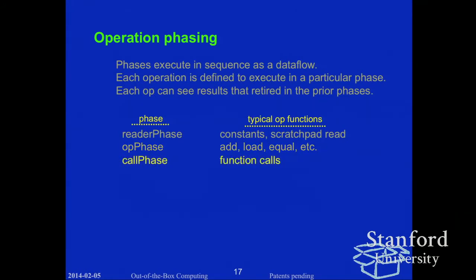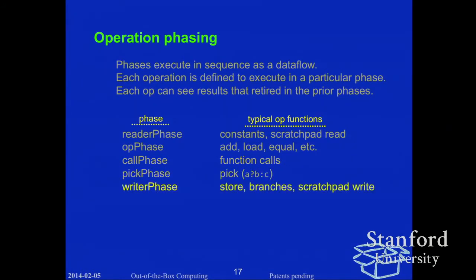Call phase, function calls. Pick is the equivalent to the question mark colon operator in C. It selects one of two based on a selector value, and has a phase all of its own. And writer phase are those things which are pure sinks and which accept inputs but have no output, in particular stores, branches, and things like that. So those are your basic phases.